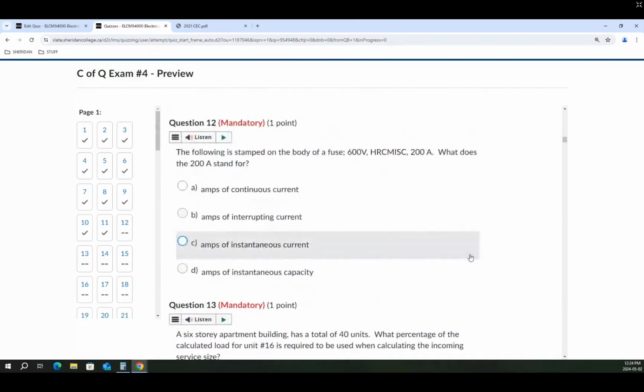The following is stamped on the body of a fuse. What does the 200 amp stand for? So it's HRC MISC 200 amp. And what is that? It is amps of continuous current.